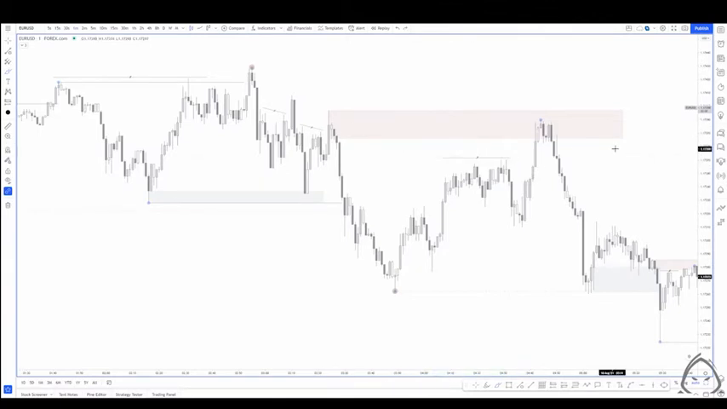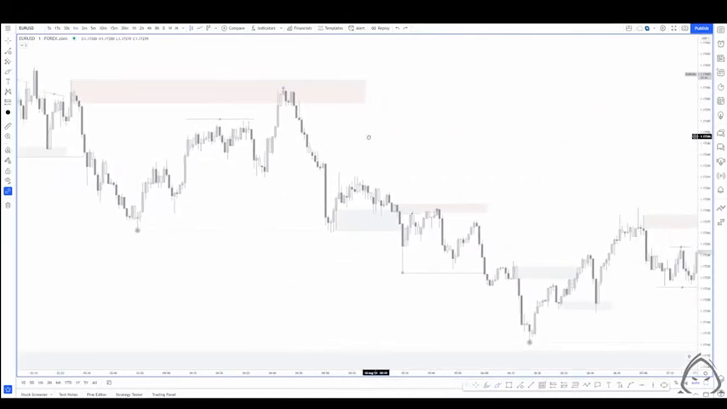We did sweep some liquidity here, so the option is there for you. It's not as clean, but what we can see is we break structure and we mitigate this supply zone. Therefore, a valid supply zone that increases probability because we have that break of structure and we have that mitigation of a previous supply zone.